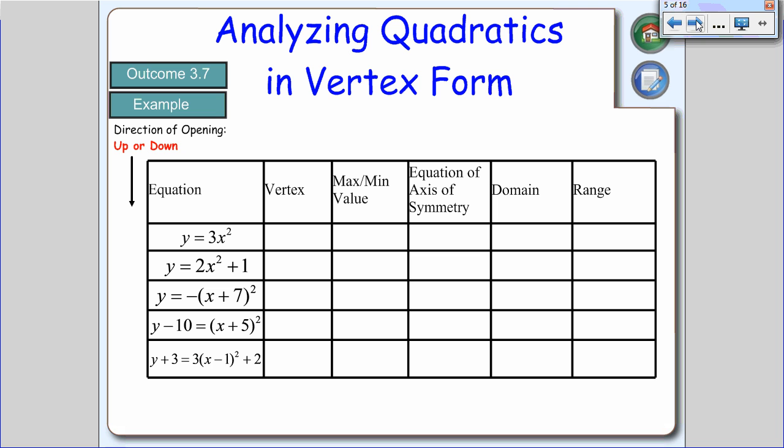What's your vertex for this? 0, 0. Your p value is 0. Your y value is 0. Where's your maximum or your minimum? Is it a max or min? It's a minimum because it's opening upwards, right? Positive a means it's opening upwards. So you have a minimum point.